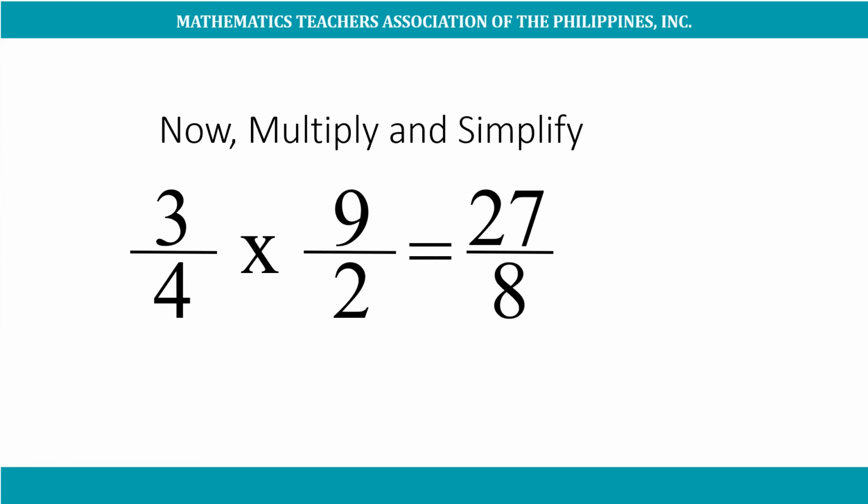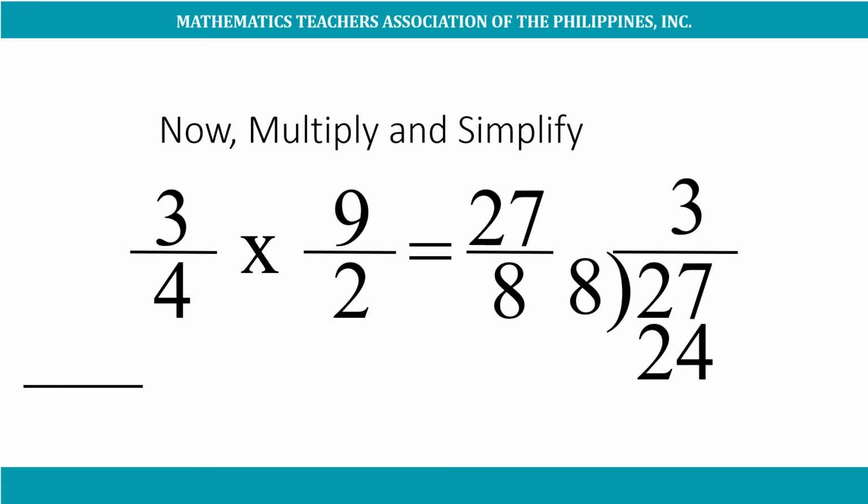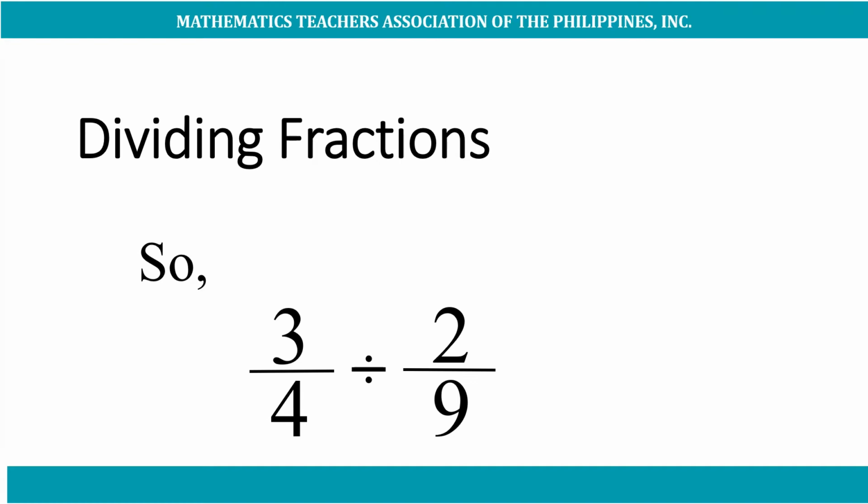Now our answer is an improper fraction, so we need to change it into a mixed number. So, 27 divided by 8 would be, yes, it's 3 and 3 over 8. Very good. So, 3/4 divided by 2/9 is equal to 3 and 3/8.